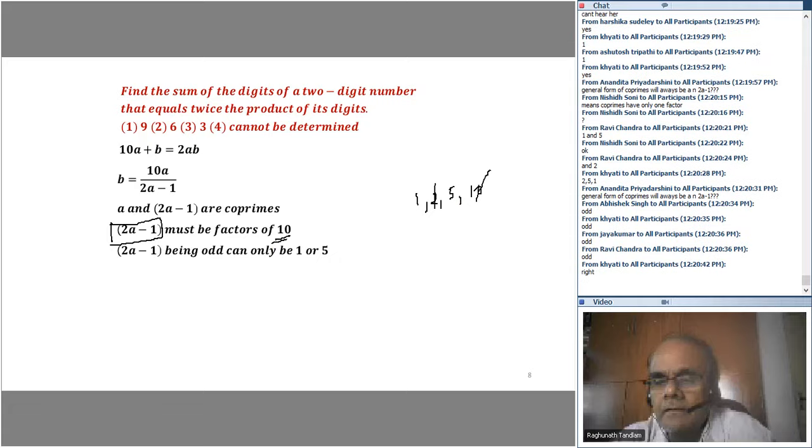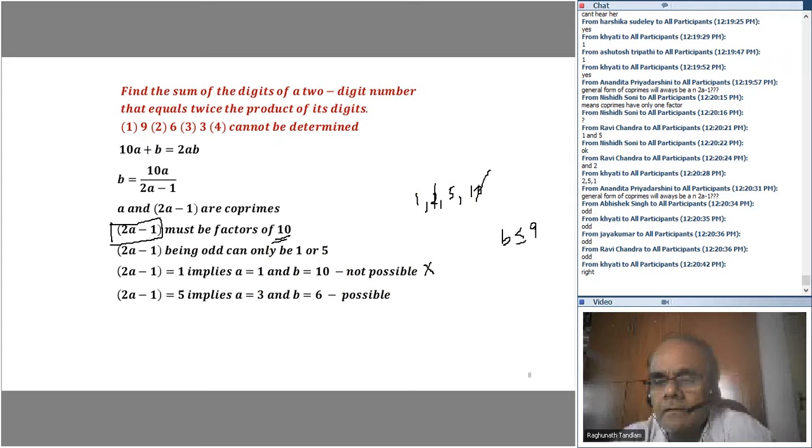Then 2a minus 5 equals... a is 3, b is 6. Possible or not?